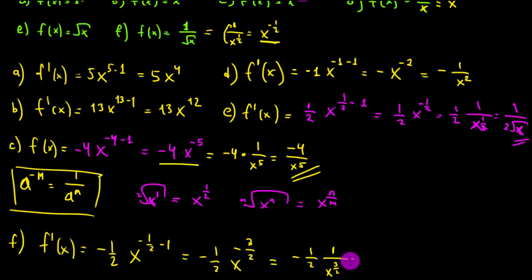And this one, you can write as x times x to the power of 1 over 2. This is the power. Okay, let me write it a bit clearer. So you have x to the power of 1 over 2, and then it will be minus 1 over 2x square root x. So this is the answer.